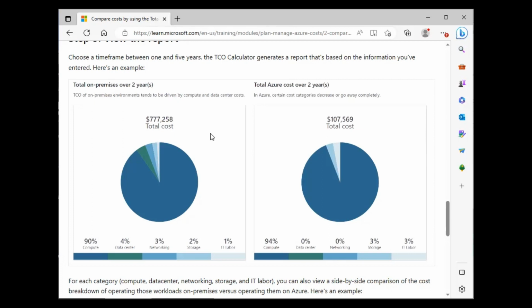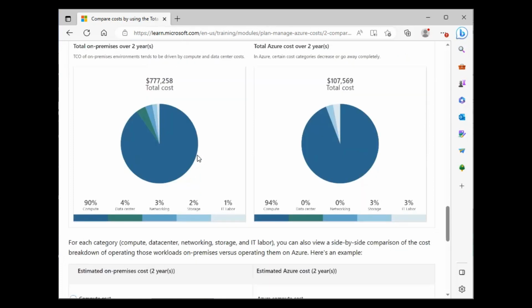Example: 777,258 total cost. Compute 19%, data center 4%, network 3%, storage 2%, and IT labor 1%. Some of this in here on the right: total Azure costs over 2 years. In Azure, certain cost categories decrease or go away completely.